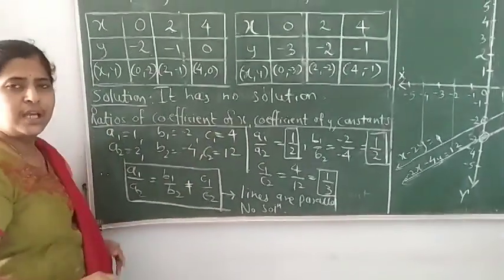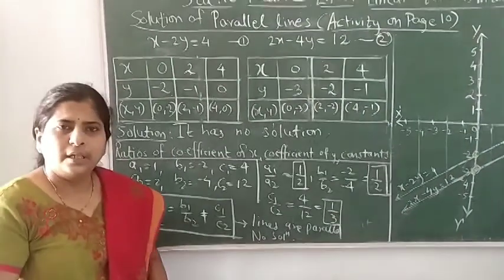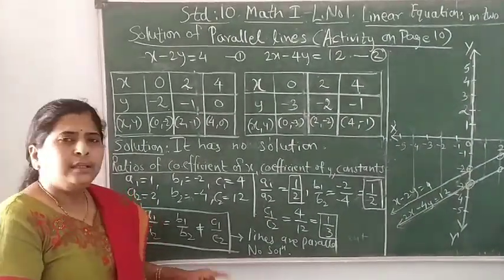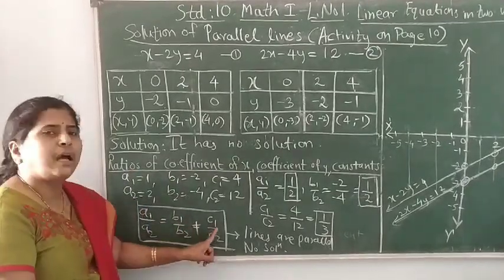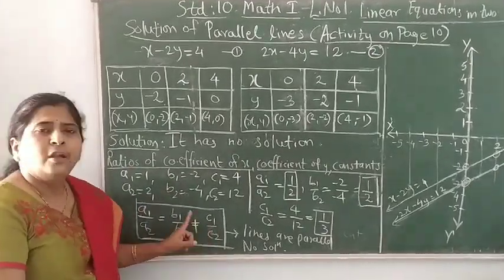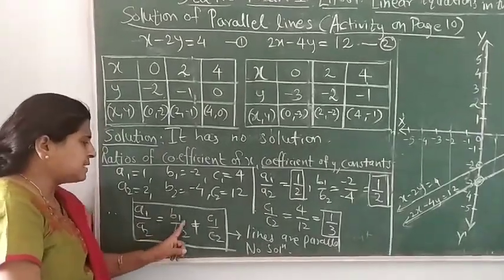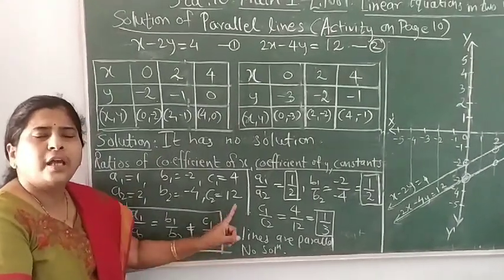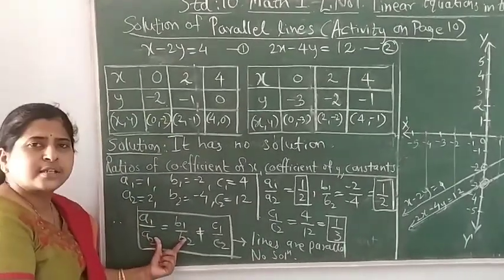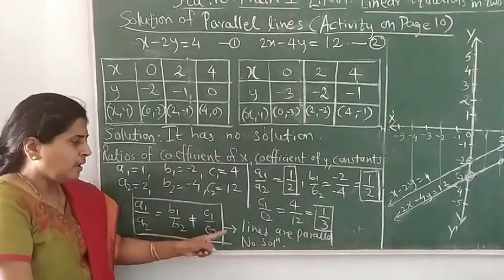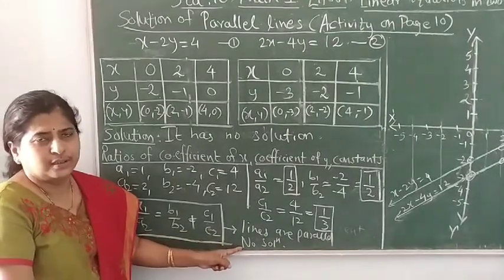So in a nutshell, for intersecting lines, we have a unique solution, and here all these three ratios are different, they are not at all equal. For coincident lines, all these three ratios are equal and we have an infinite number of solutions. And for parallel lines, the first two ratios are equal but not the third, and it has no solution. Thank you.